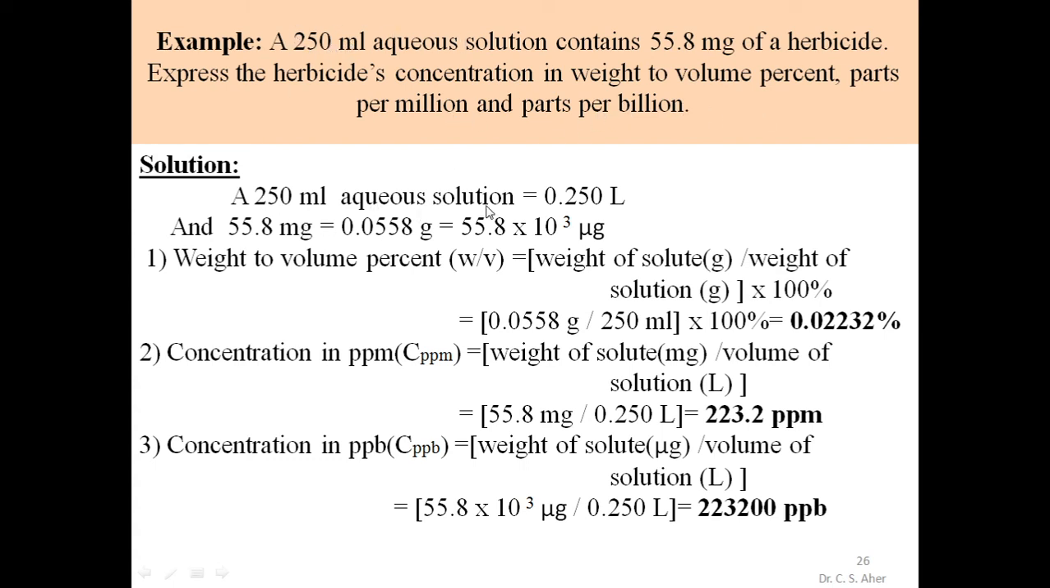250 ml of aqueous solution means 0.250 liter. The herbicide mass is given as 55.8 milligrams. So that milligram we convert into gram, that is 0.0558 gram. When we convert it into microgram, that is gram into 10 raised to 6, we get 55.8 into 10 raised to 3 microgram.